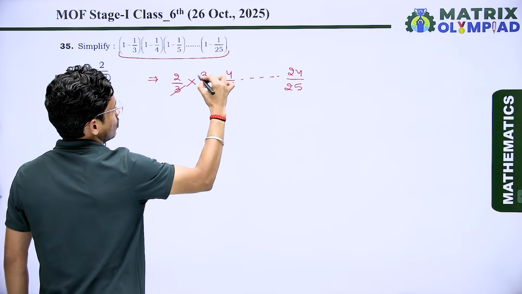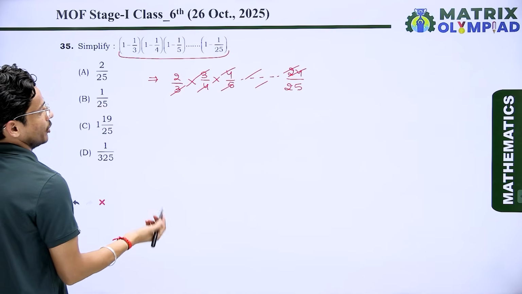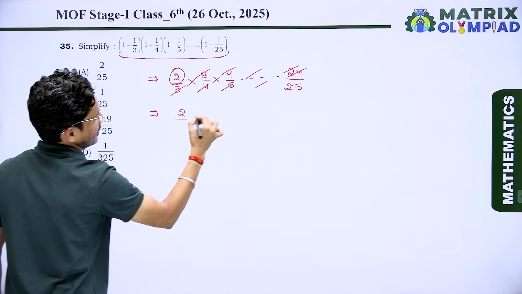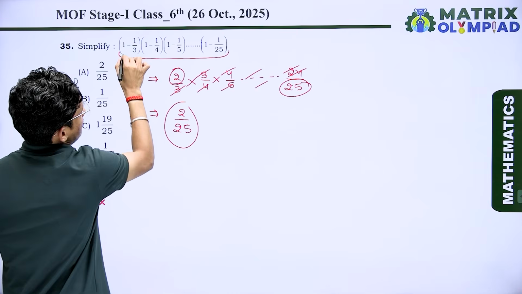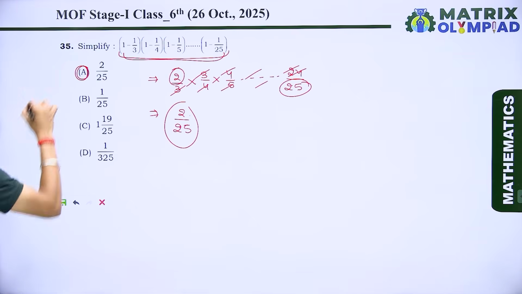So I can say this one cuts with this one. Here we have a pattern, through which all the numerators and denominators cancel. So the remaining number in the numerator is 2 and the remaining denominator is 25. So the solution of this expression is 2/25. It means option number A is the correct answer over here.